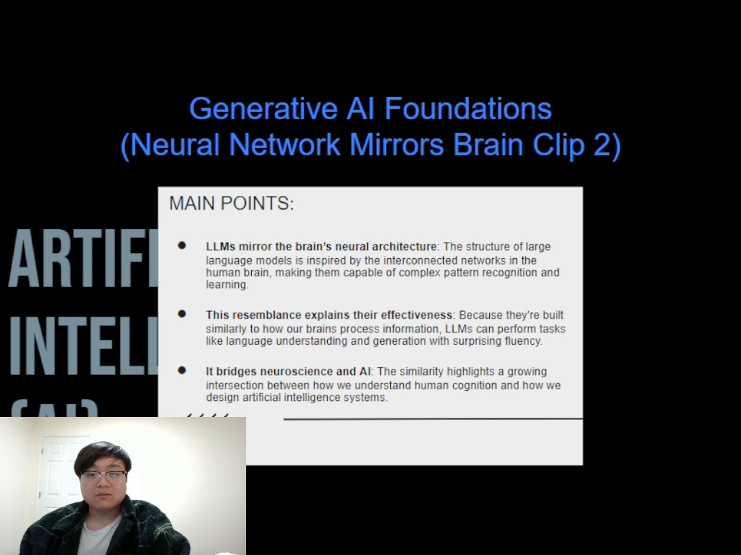This kind of insight also makes me appreciate how far AI has come, not just in terms of performance, but in how closely it's starting to align with our understanding of the brain. It's not just about output, it's about how that output is generated through layered reasoning and pattern recognition.